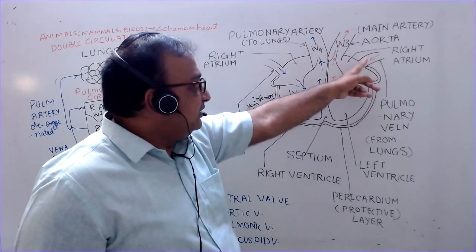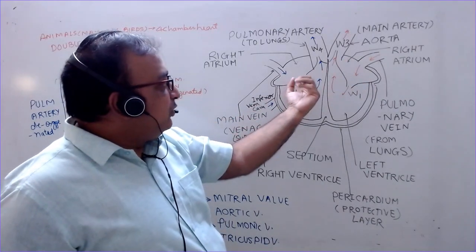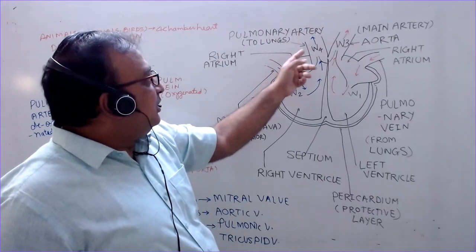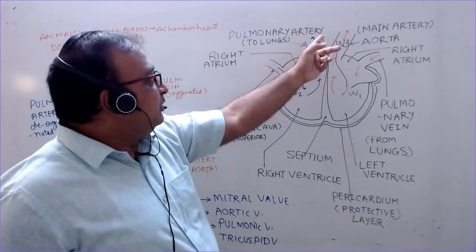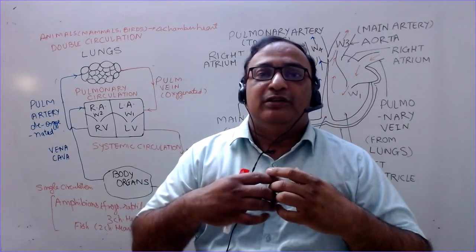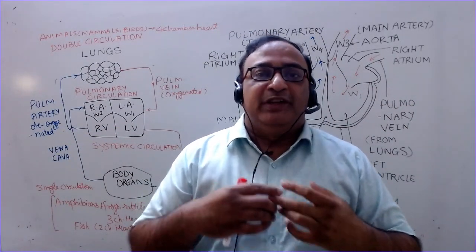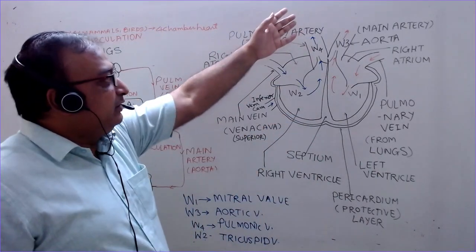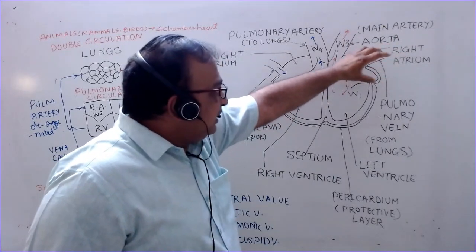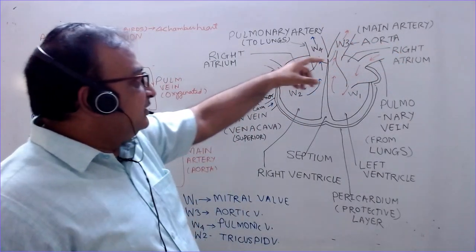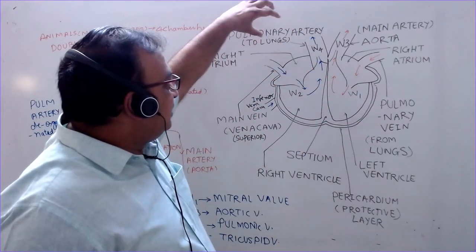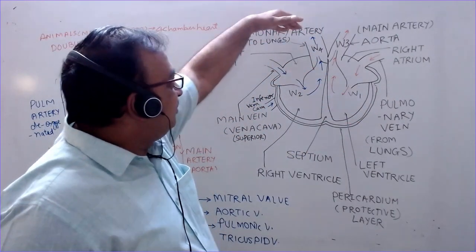So the blood coming from the lungs comes through the vein called the pulmonary vein. This is red, meaning oxygenated blood. The blood going for oxygenation to the lungs, shown in this color, goes through the artery called the pulmonary artery. So a vein means blood coming to the heart, and an artery means blood going out of the heart. When it is entering the heart from the lungs, it is the pulmonary vein. When going out of the heart to the body or to the lungs, it is the pulmonary artery.